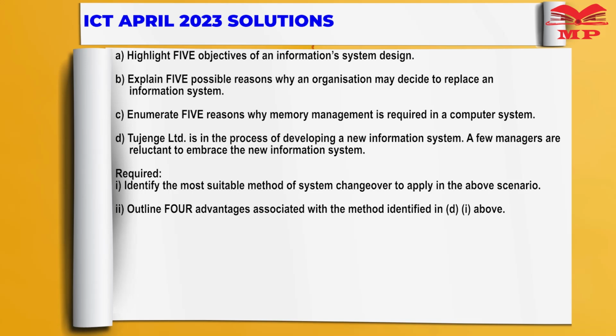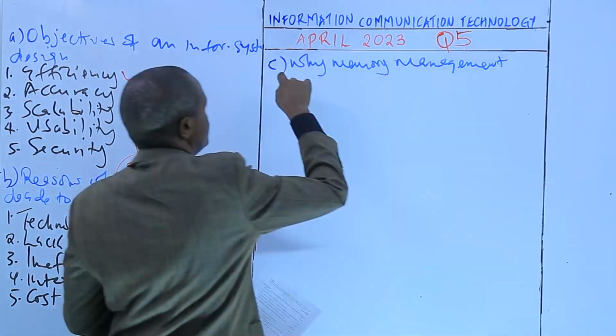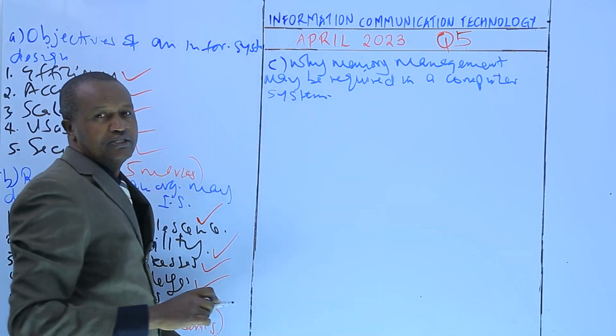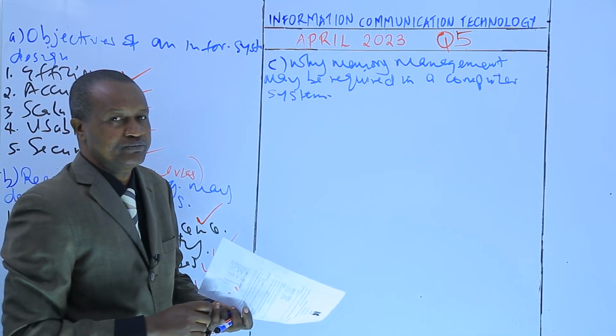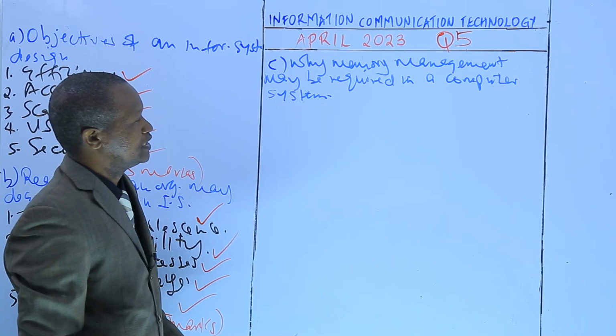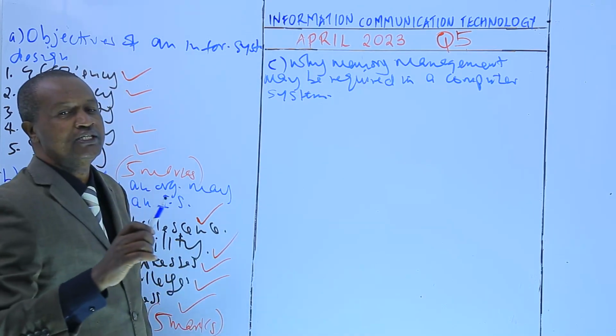I'm now going to answer Part C. Enumerate 5 reasons why memory management is required in a computer system. Why memory management may be required in a computer system.